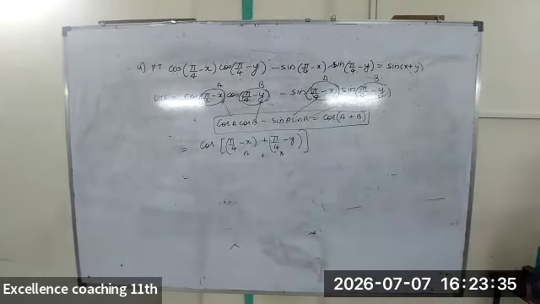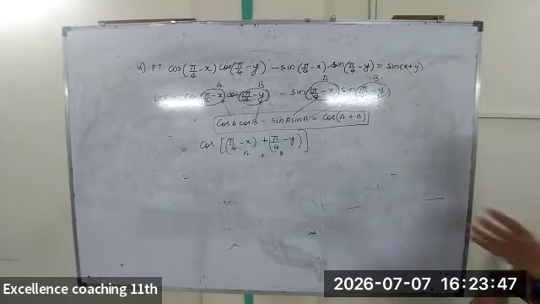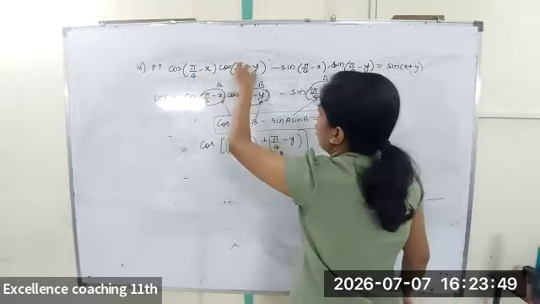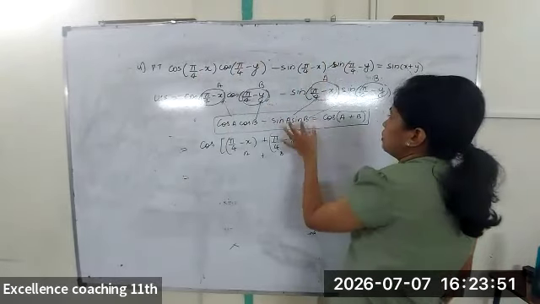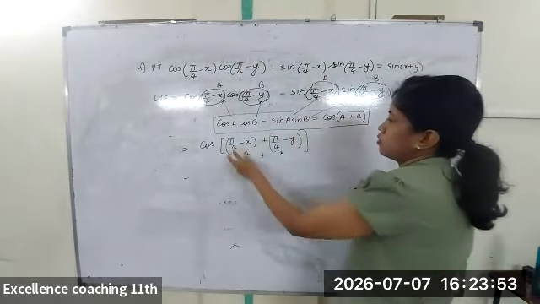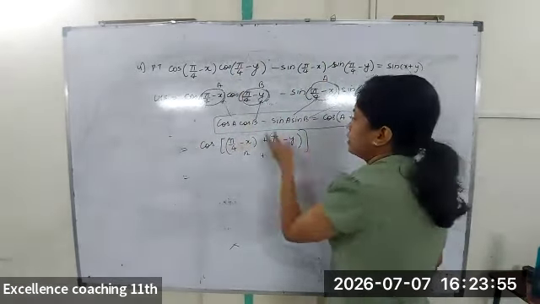The other method you can also do, but in that case you will get 8 terms and then you will have to cut and simplify, and that is a lengthy method. You have that choice also. But this is the shorter method directly. Cos A cos B minus sin A sin B is nothing but cos of A plus B. So write cos and add both the angles.